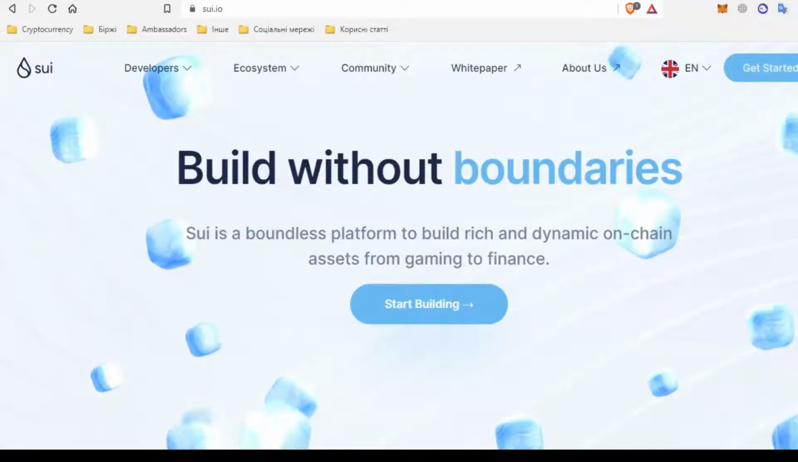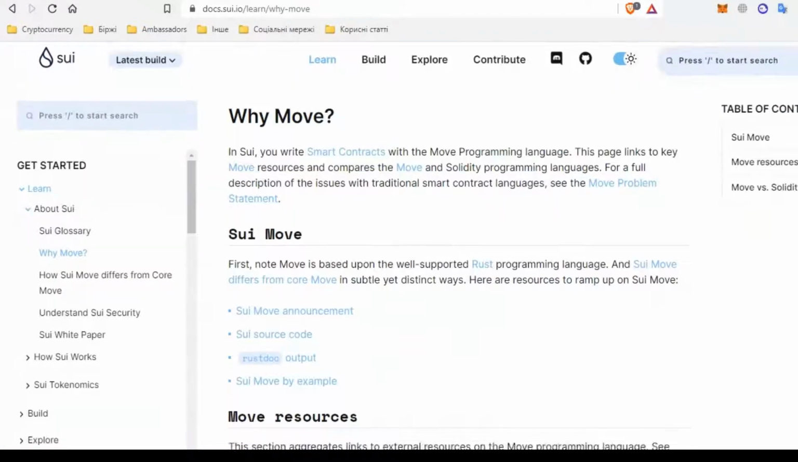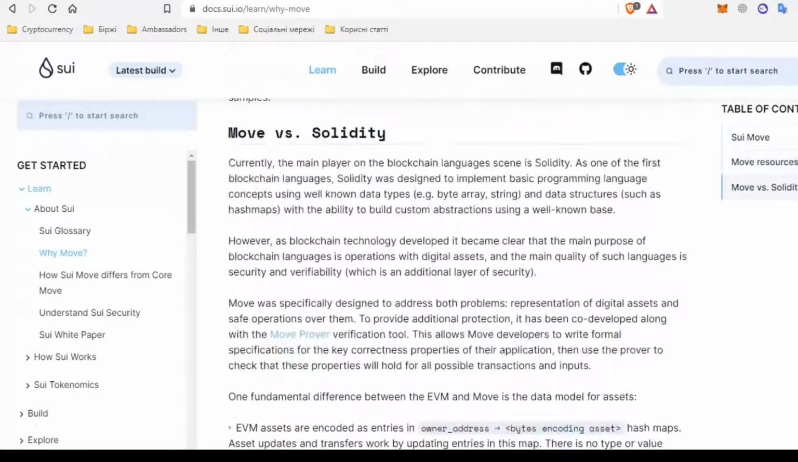Hi friends, in this video we continue to talk about the SUI project and try to understand why SUI was written in the Mu language and not in Solidity. So let's start. As you know, SUI smart contracts were written in the Mu programming language. Mu is based on the well-supported Rust programming language, and the SUI Mu differs from the basic Mu in subtle but distinct ways. What is the difference between Mu and Solidity?